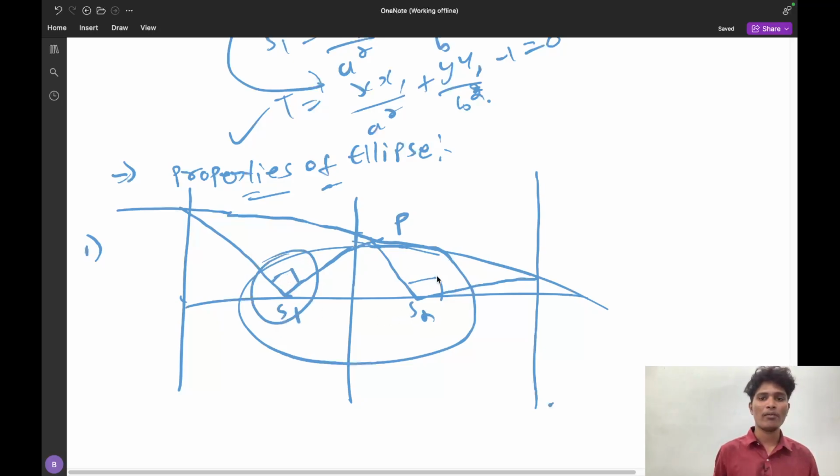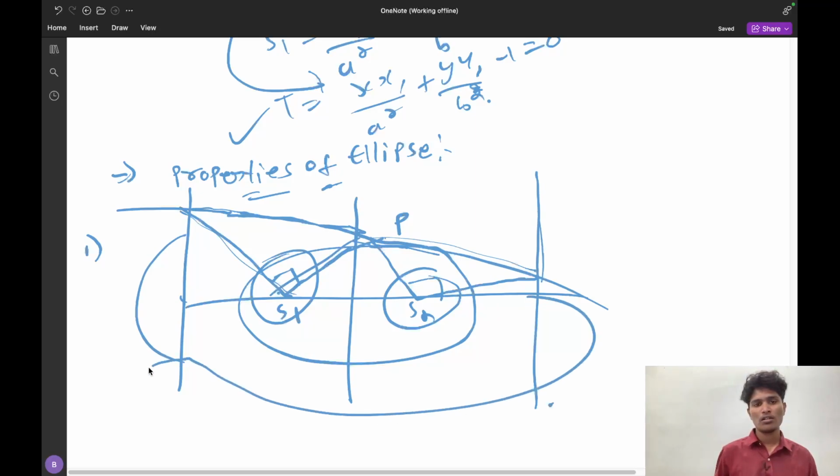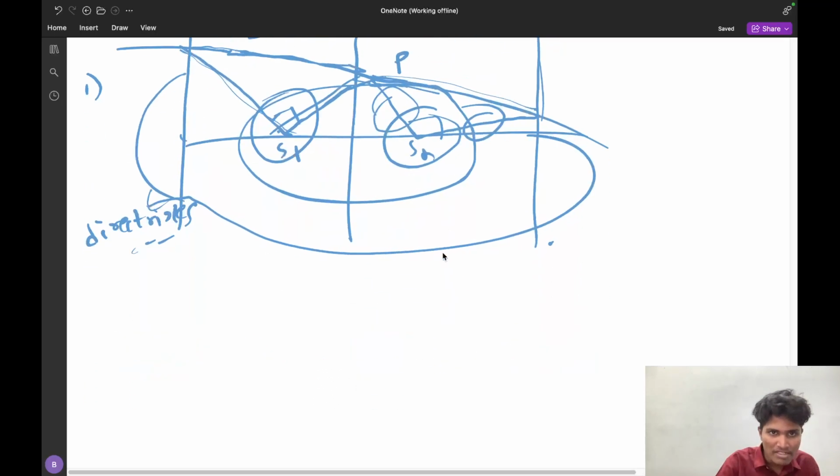Here the right angle will be there. This is a portion of a tangent and it is subtending the right angle at the focus, and this is the portion of a tangent between the point of contact and the directrix. These two are the directrices. So when the portion subtends the right angle at the focus, here also the right angle will be formed between the portion and the lines joining the focus. Very important. This is the first property.